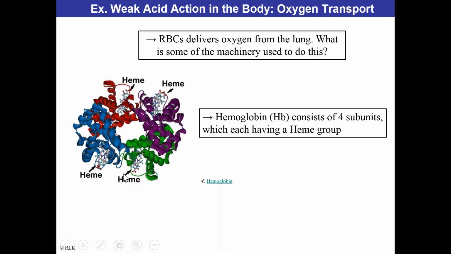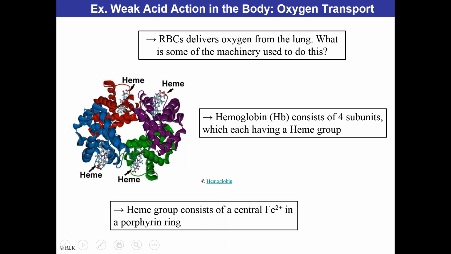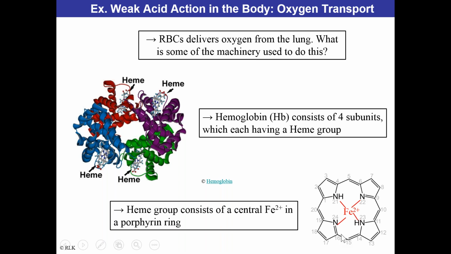You have 1, 2, 3, 4 subunits, and each of those has a so-called heme group. The heme group consists of essential iron in the middle of what amounts to a porphyrin ring. So all this weird architecture is around that iron, and they're all coordinated to it. You can see the red bonding environments going to that iron molecule, which is the porphyrin ring.